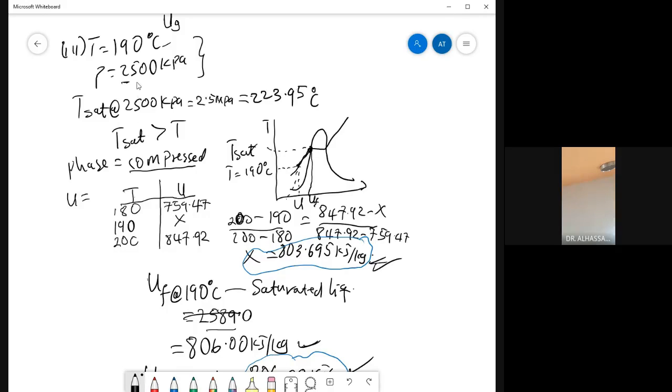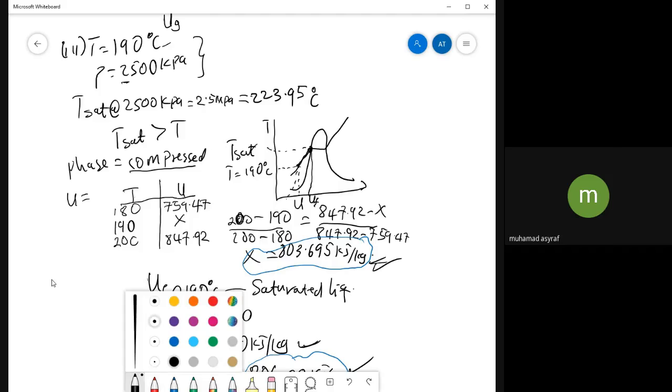If you don't find, let's say, pressure for 2.5, do you have pressure for 2.5 in the table? No, sir. So what is the highest pressure over there? 50 MPa. How much? 50 MPa, sir. Okay.